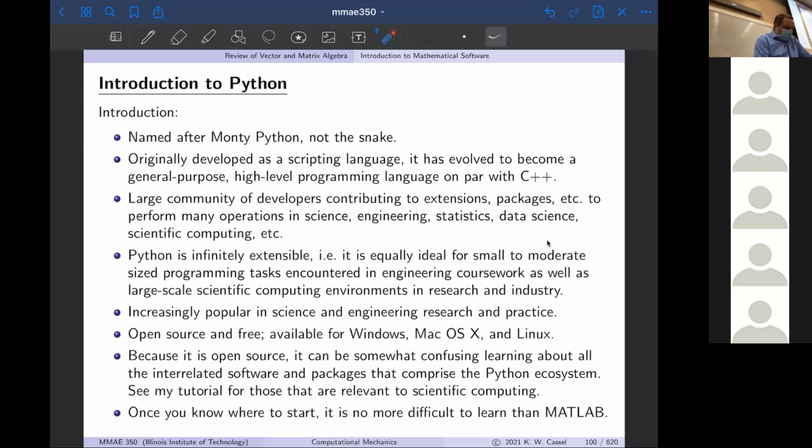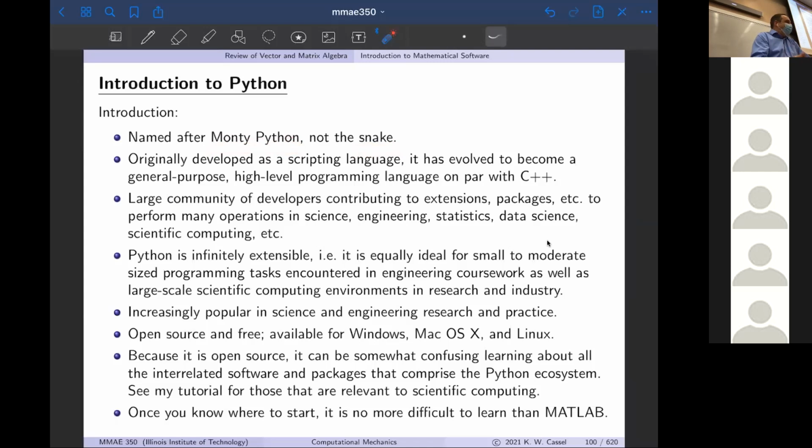First of all, and this is important, Python comes from Monty Python, not the snake, which is kind of interesting because a lot of the terms that are used, so I'm going to mention Anaconda.